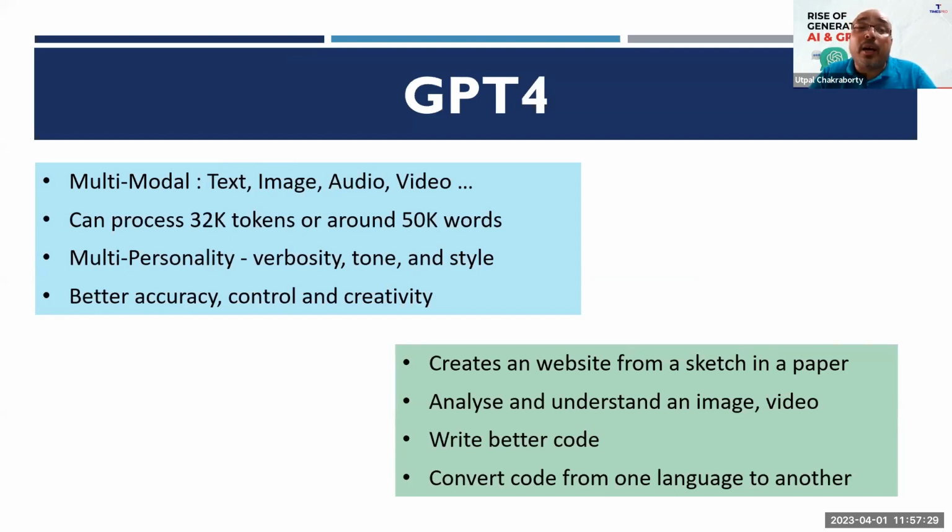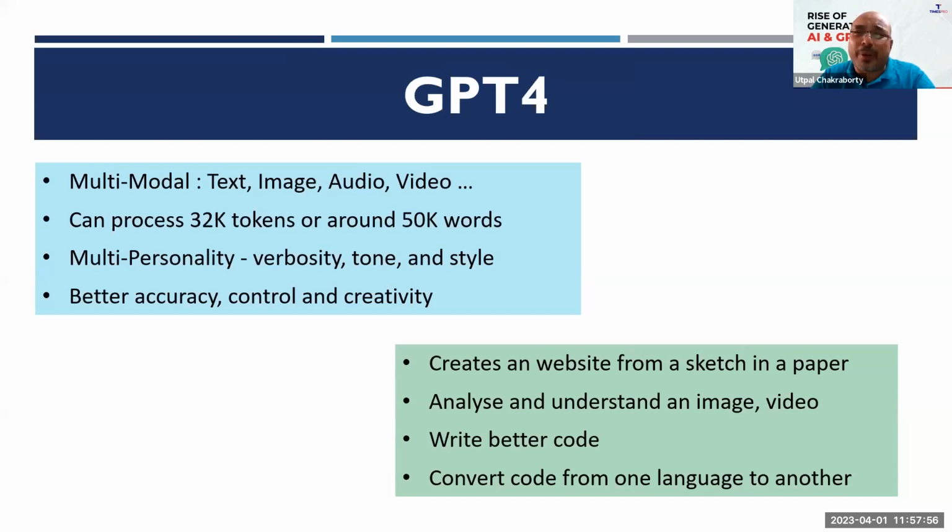It can process up to 32K tokens. So around 50K words. Some people say 60K words, some say 50K words. To be on the safer side, I say 50K words because nobody knows. They are giving different answers. Even on the OpenAI site, I got some 32K tokens kind of thing.